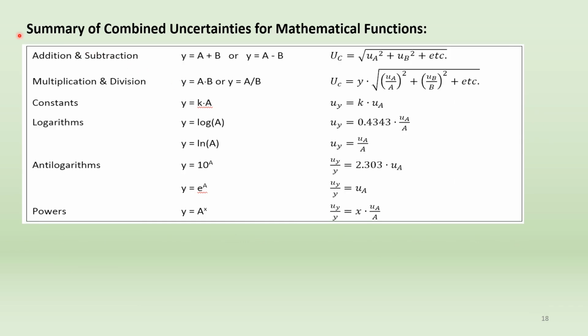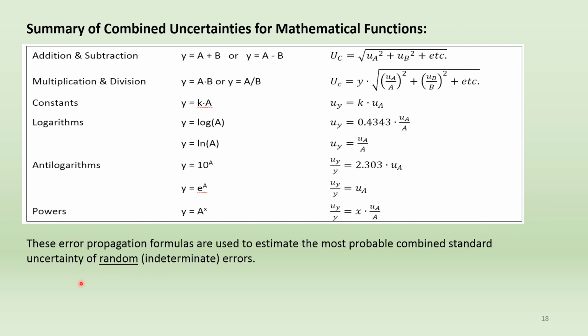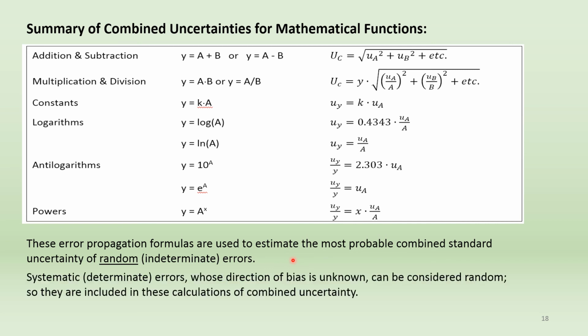So let's summarize. In this chapter, we've looked at how to use these various formulas for error propagation, and they are used to estimate the most probable combined standard uncertainty for random or indeterminate errors. What about systematic or determinate errors? Well, if we don't know the direction of the bias, which is typically the case, we can consider them random, and they are included then in the calculations of the combined uncertainty.